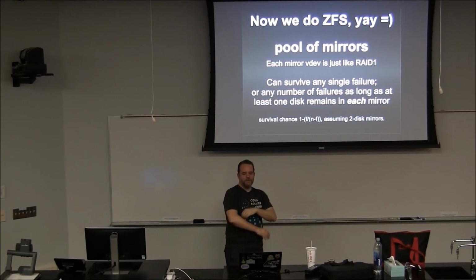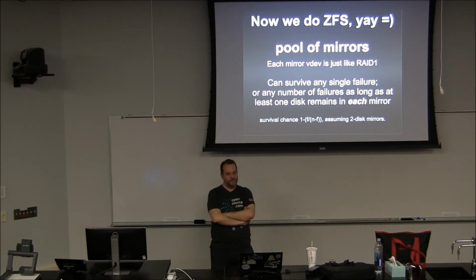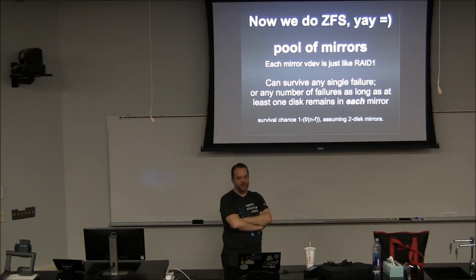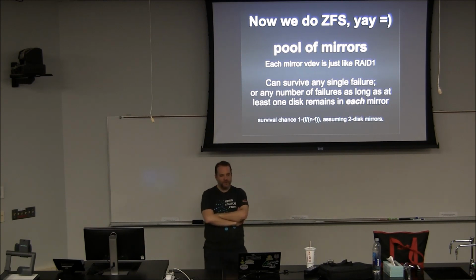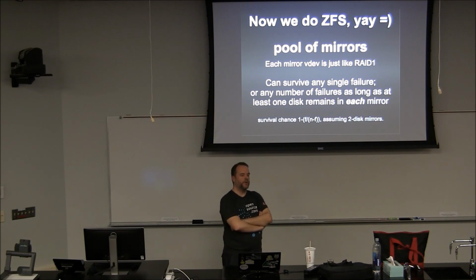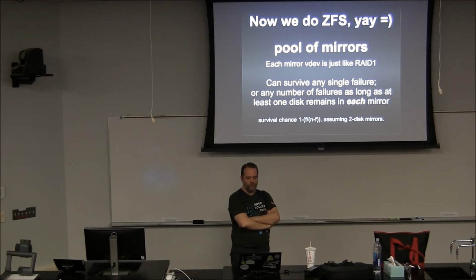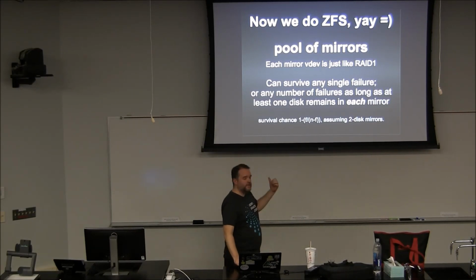So yeah, we can survive any single failure. Each individual VDEV in a pool of mirrors is a mirror. It can survive any number of failures as long as one disk remains. As far as the whole pool is concerned, you can survive any number of failures as long as each VDEV has one remaining disk. The minute any one of those VDEVs loses all disks, the whole pool's gone. And calculating the odds on that is exactly like calculating them on RAID 10.